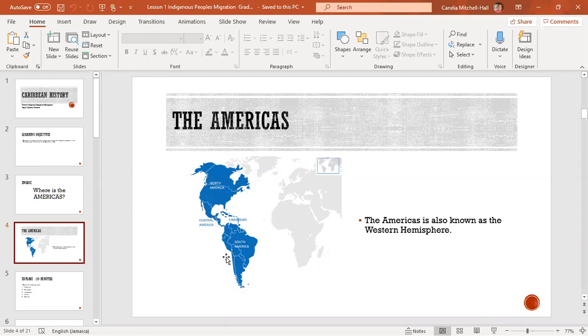And what was their lifestyle? How did they live? What were some of their customs, their cultures? All right? So this is the area here. The Americas is also called the Western Hemisphere. It includes North America, Central America, South America, and the Caribbean. So all of this area is called the Americas.